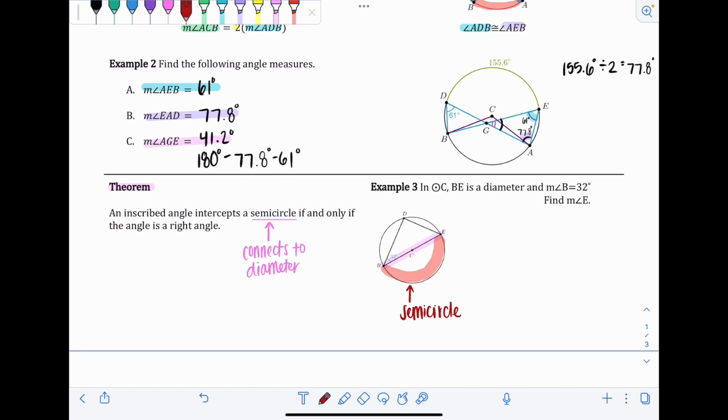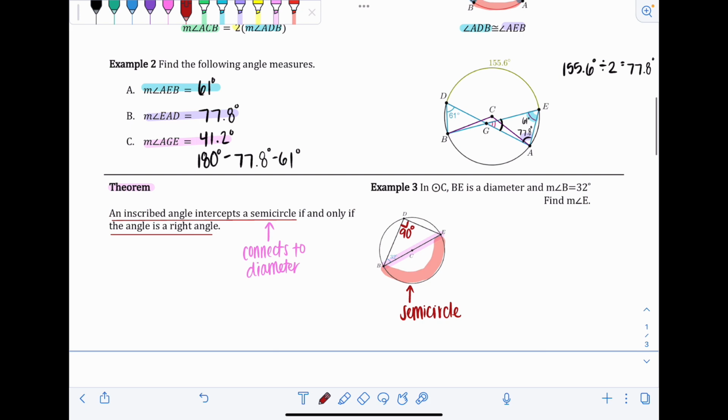And because this theorem is an if and only if, it means it goes both ways. So in this case, we're given that the inscribed angle intercepts a semicircle. Because we know that, we can claim that the inscribed angle is a right angle. So that would mean that angle D is a right angle, and that means it's 90 degrees. The angle that opens up to a semicircle is going to be exactly 90 degrees.